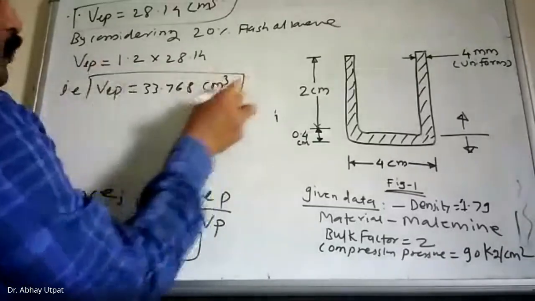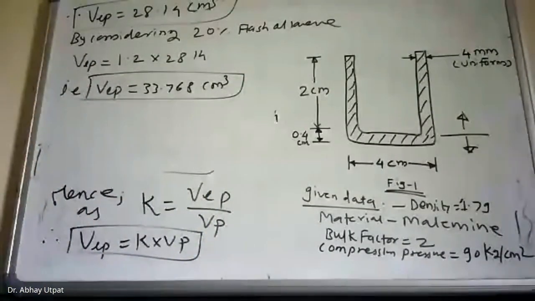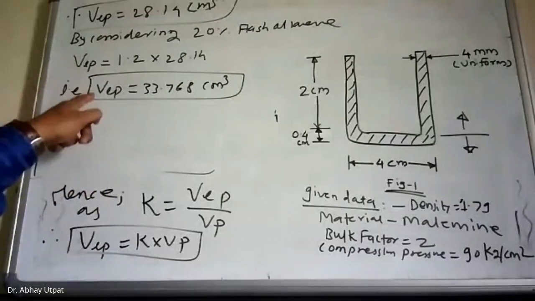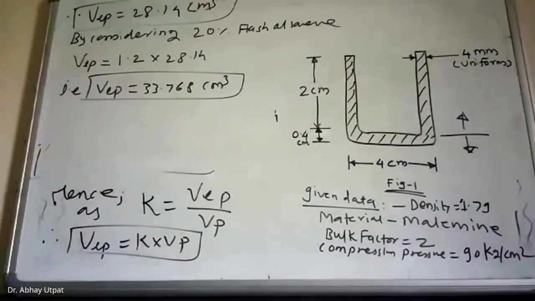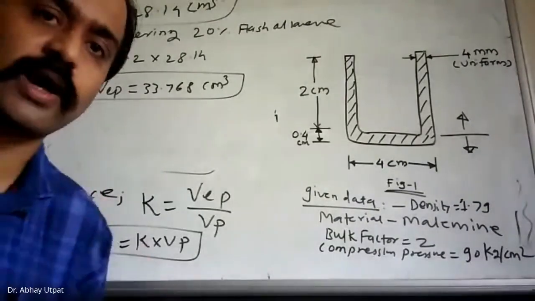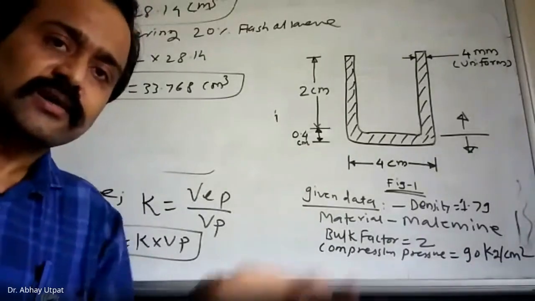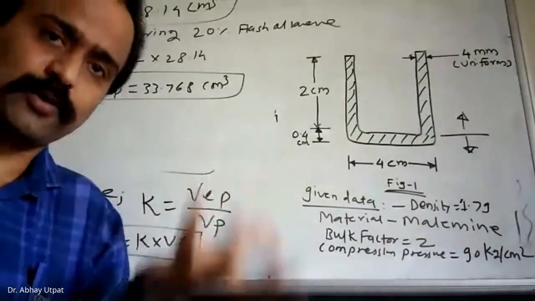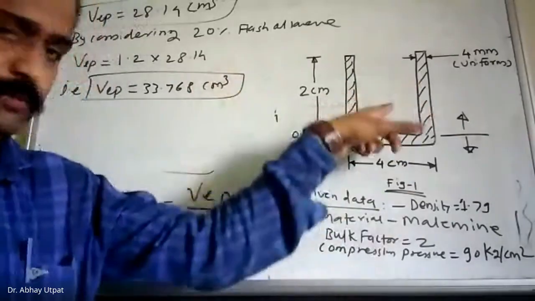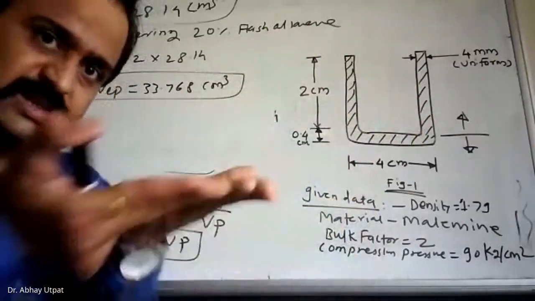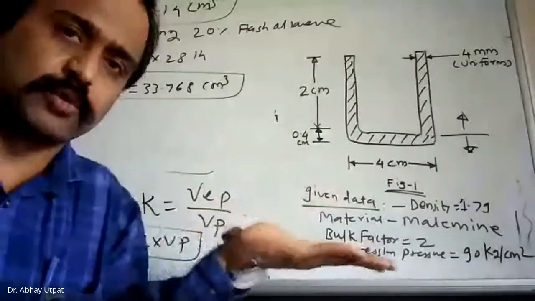This is the volume of loose powder considering the 20% flash allowance. Now, some assumptions are required. Okay. So first, we have calculated the volume of loose powder, meaning how much powder is required. Volume of loose powder means how much volume of powder is required for manufacturing this component, including flash. Flash means extra material which flows, a little material flows outside.